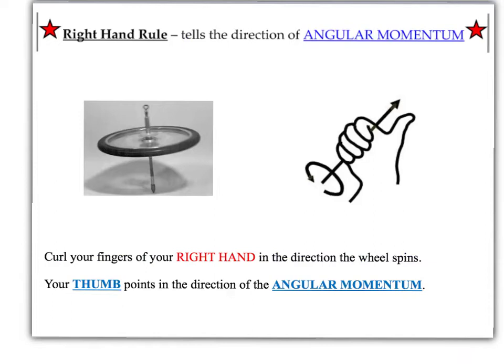So we're going to practice with a few examples. Your fingers of your right hand curl in the direction that the wheel spins. Your thumb is going to point in the direction of the angular momentum. So I'm going to stand this way. And your choices are going to be the windows over there or the screen behind me. So is your thumb going to go to the windows or the screen? Windows. Okay, good. So my fingers curl this way, and your thumb points to the windows.